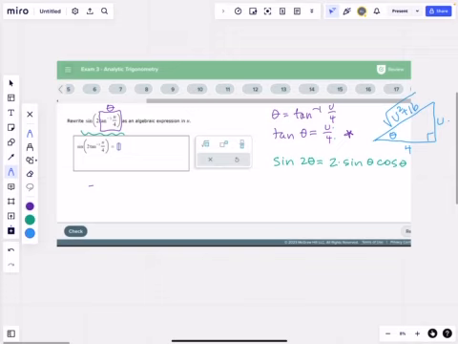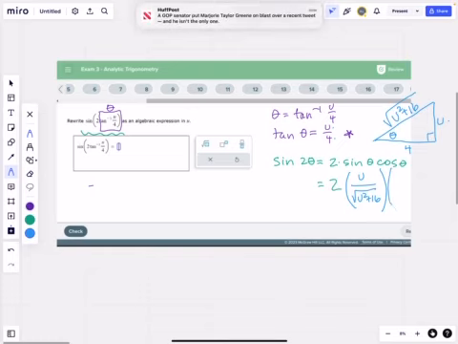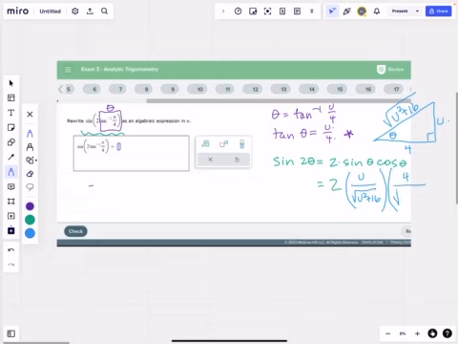All right, so I can say that the sine of 2 theta is 2 times, now what is the sine of theta from my triangle? It's going to be opposite over hypotenuse. So that's going to be u over the square root of u squared plus 16. And then I'm going to put in the cosine of theta, which is going to be 4 over the square root of u squared plus 16.